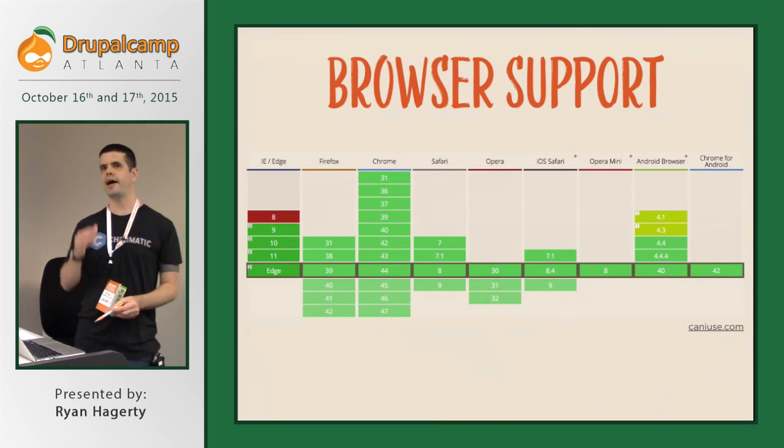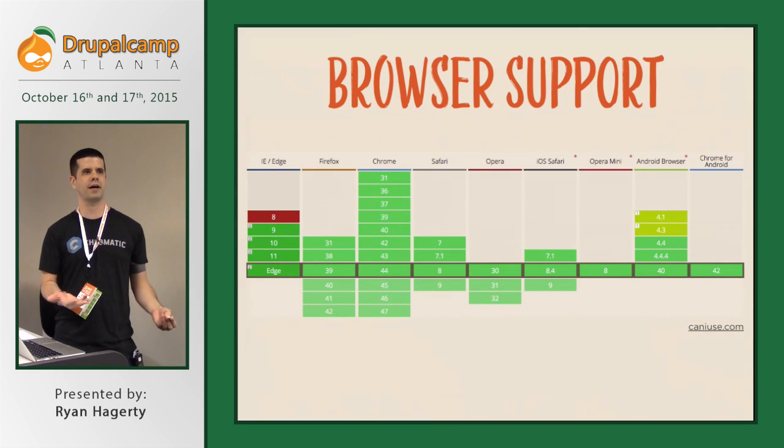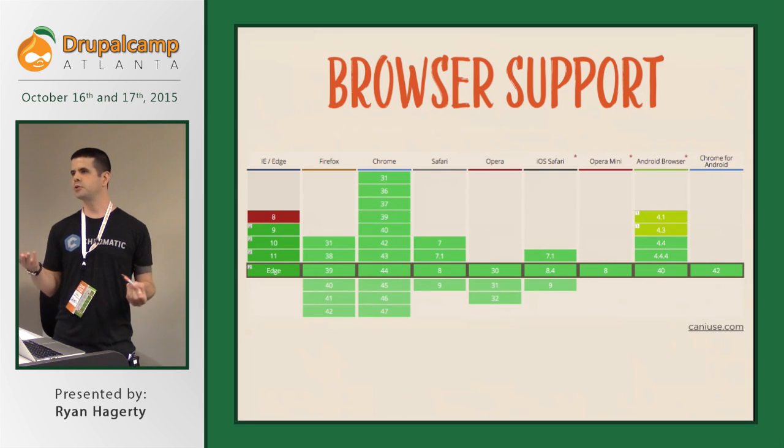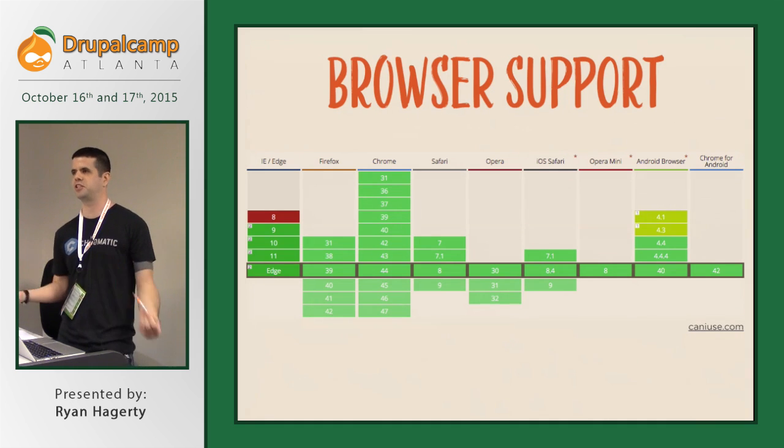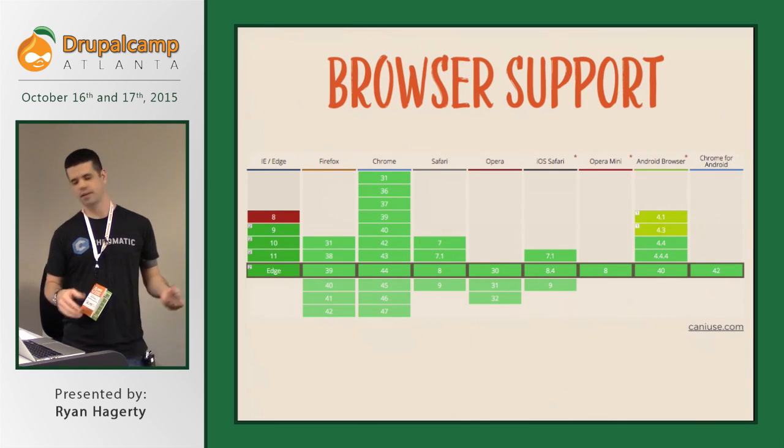And just as a little aside, this is from a website called caniuse.com, and it's a really cool website that allows you to look up any kind of new feature in CSS and see how well supported it is for browsers, so you can make your decision on whether or not you want to implement it.